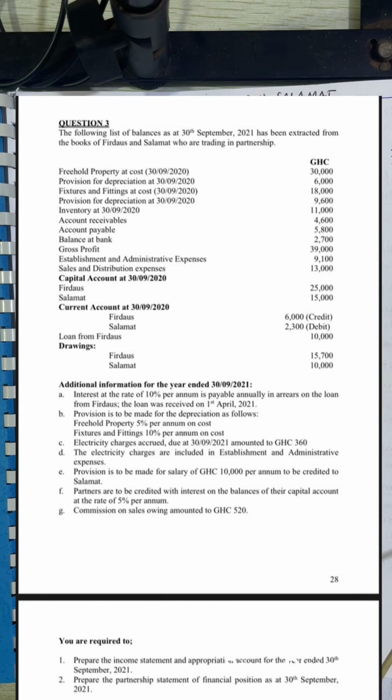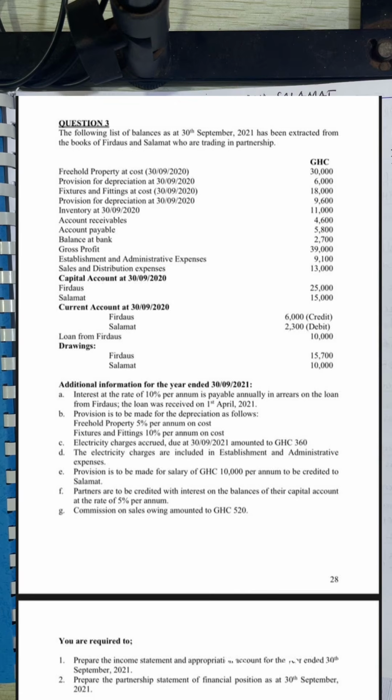We have inventory at 30th September 2020, supposed to be 2021. Yeah, 30th September 2021. That will be the closing inventory. We have account receivables. We have account payable. Account receivables the same as debtors. Account payables the same as creditors. We have balance at bank, and we have gross profit. We have establishment and administrative expenses. We have sales and distribution.